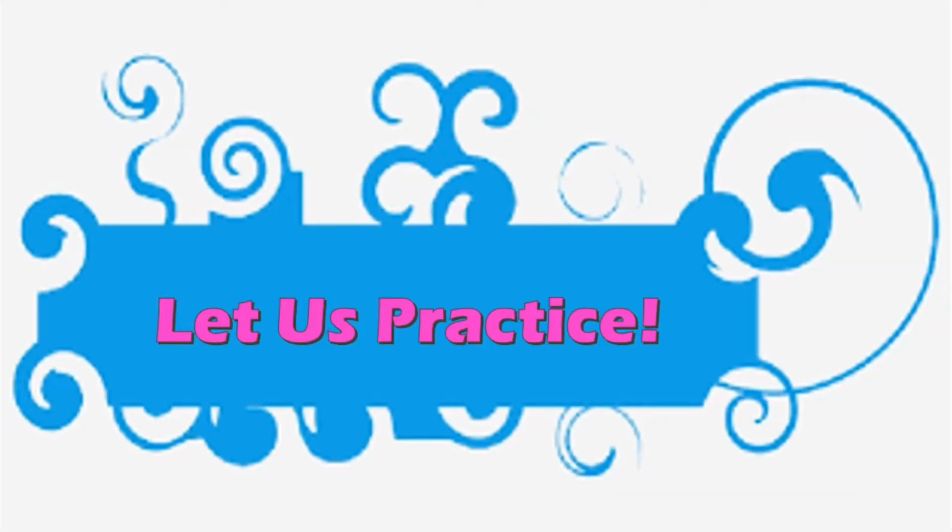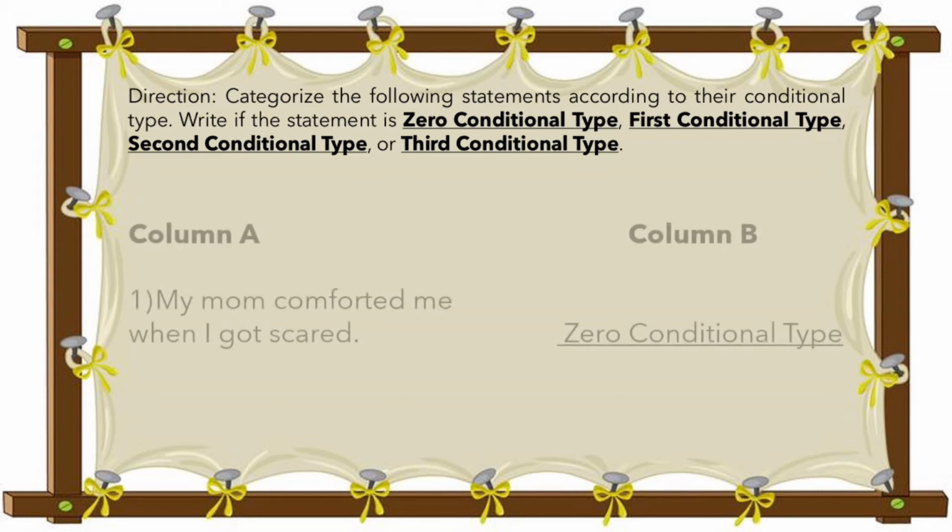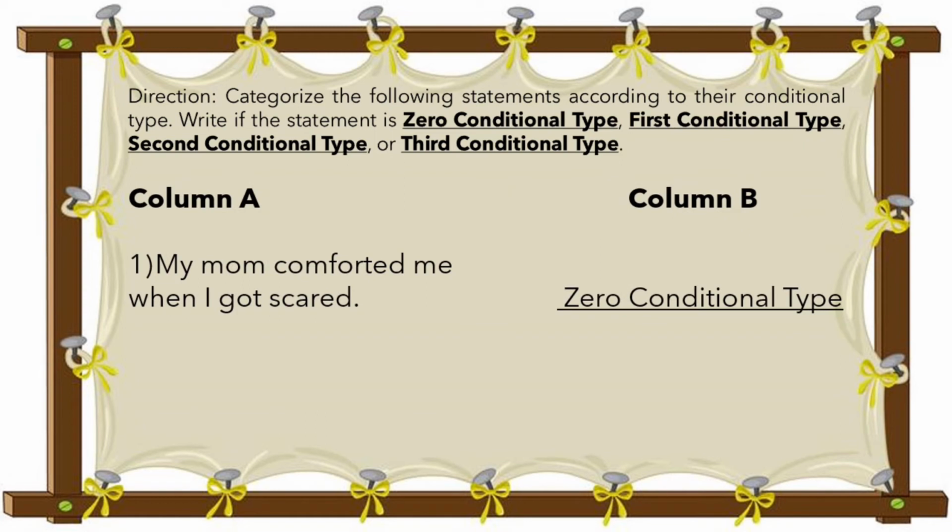Let us practice. This time, we will have 15 different situations with different structures of conditional. Direction: categorize the following statements according to their conditional type. Write if the statement is zero conditional type, first conditional type, second conditional type, or third conditional type. Column A is the sample statement, and column B is your best answer. Number 1 is done for you.